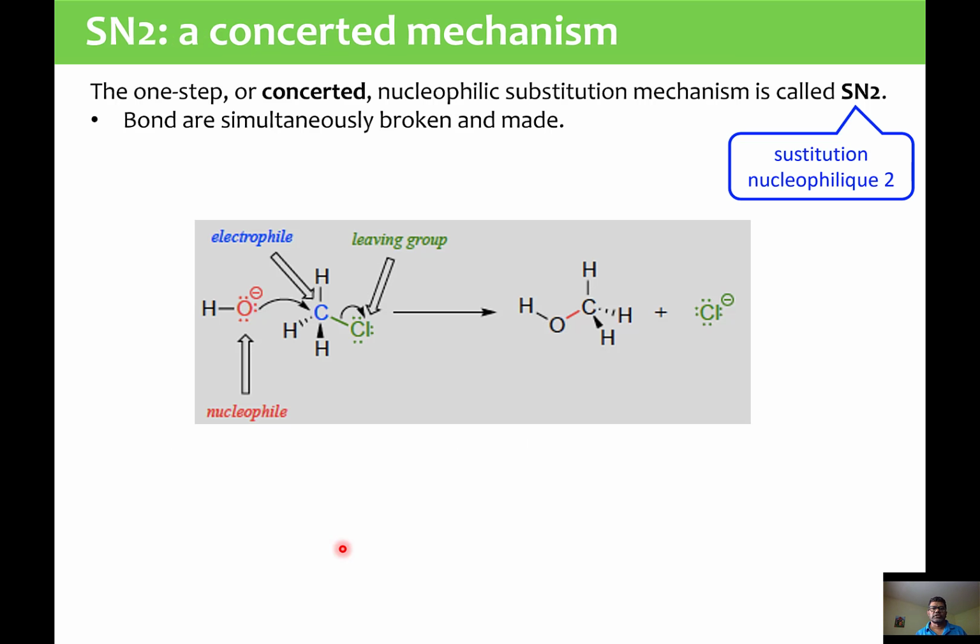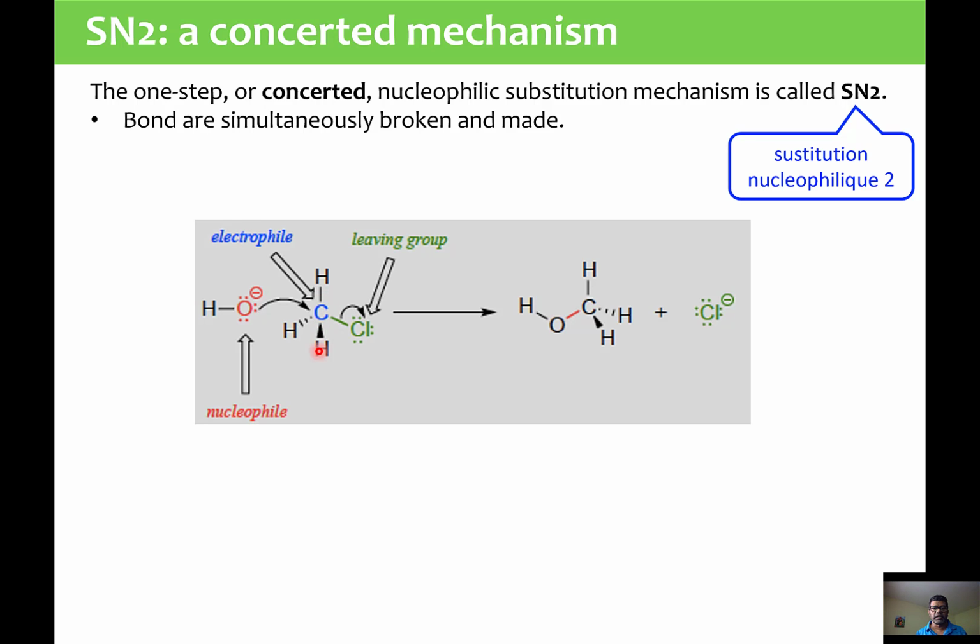Now, first, look at here. Let me identify each group. The nucleophile is easy to identify. There is a negative charge. That's why it likes the nucleus. Nucleophile, nucleus loving. And it's a Lewis base. You can see the pair of electrons ready to give to make a bond to the carbon, right?